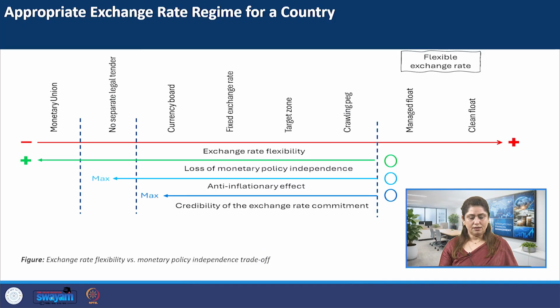So, we can see the choice of where to be on this spectrum is one of the most important decisions a country makes. It determines how much inflation the country can have, how much monetary policy independence the country has, how much exchange rate volatility the country experiences, and how much cushion the country has during economic shocks.